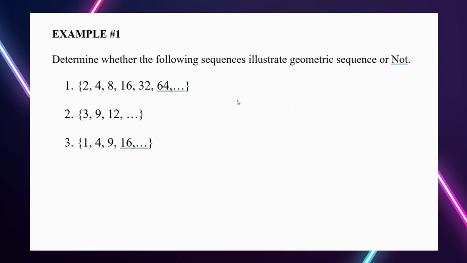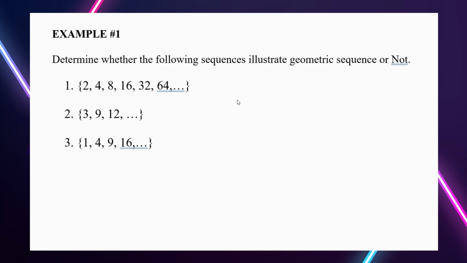Paano nga ba natin malalaman kung geometric sequence o hindi ang mga sequences na ibinigay? Okay, kung meron silang common ratio ang sequences na ibinigay, ibig sabihin ito ay geometric. Kung wala naman common ratio ang bawat terms of the given sequences, ibig sabihin hindi naman siya geometric sequence.